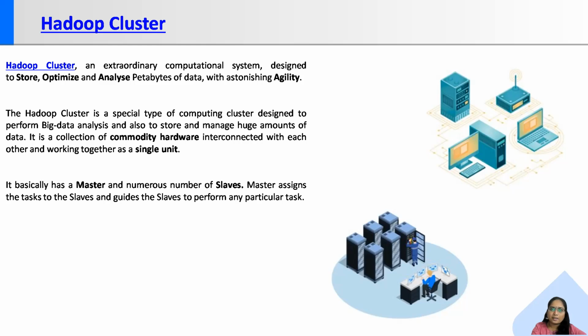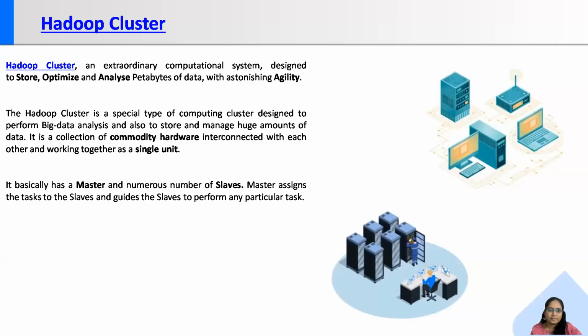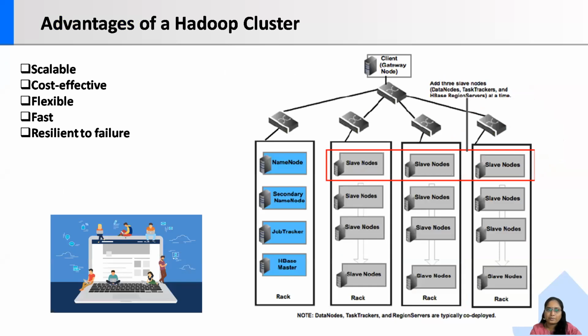We already discussed the Hadoop architecture. We have the masters and slaves. It basically has a master and numerous slaves. The master assigns the task to slaves and guides the slaves to perform the particular task. So what is the advantage of a Hadoop cluster? It is scalable, cost-effective, flexible, fast, and resilient to failure.